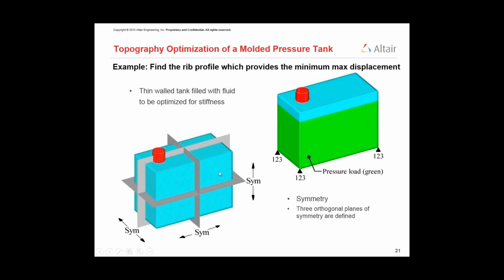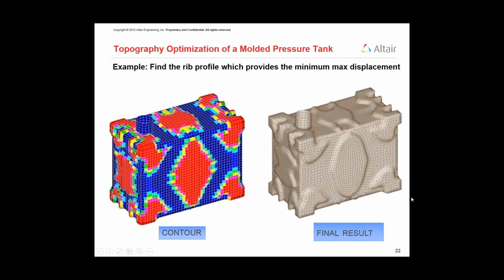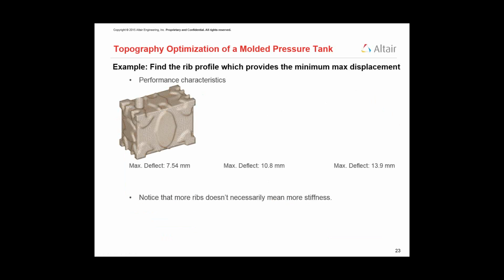We can also specify design constraints. So I want to make sure that this part is symmetrical about these 3 planes. And this is the design that we end up with. This is the bead structure that OptiStruct comes up with. This is a bead structure that I never in a million years would be able to develop myself. And that's the key to using OptiStruct.